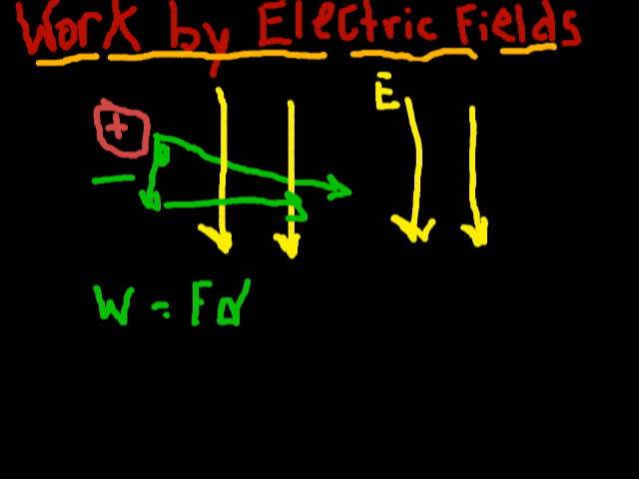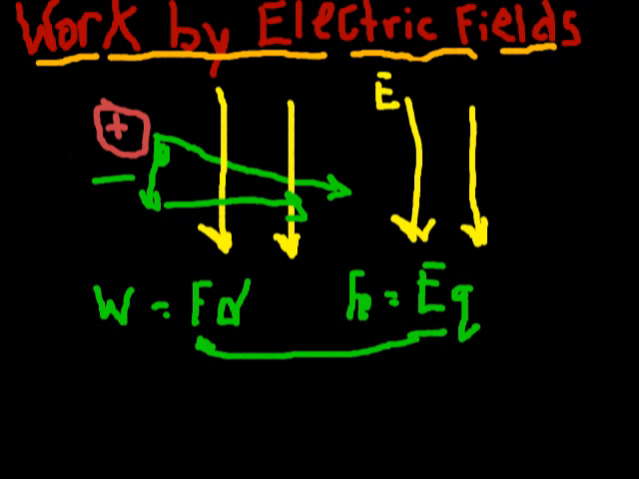Since we know work is force times distance, and we also know that the electric field force equals E, the electric field vector, times the magnitude of the charge Q, if you replace this with this, you get that the work done by the electric field equals E Q times distance.